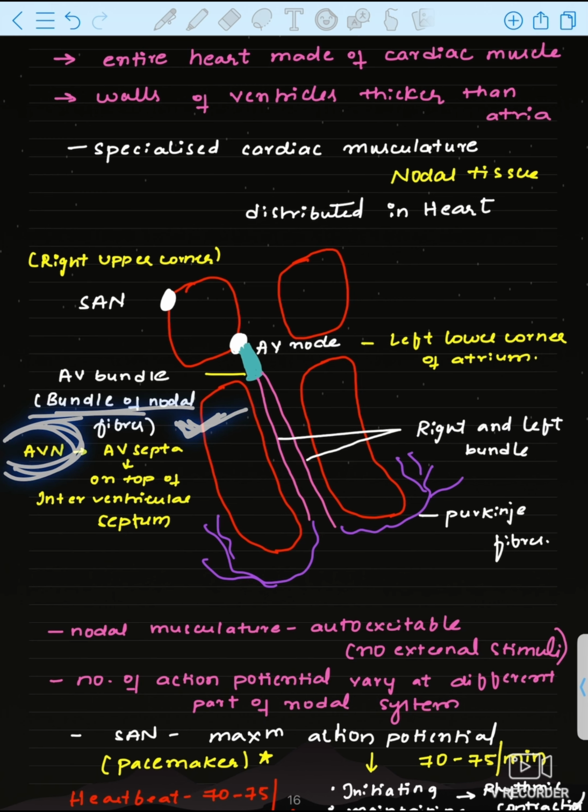See, from the AV node, they are showing the distribution of the AV bundle. Okay, see, from the AV node, this is what?